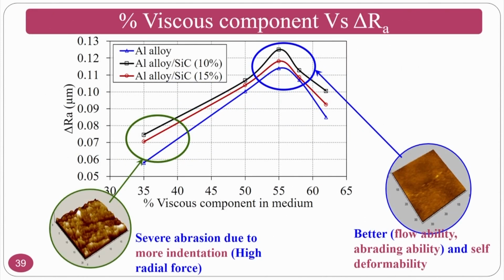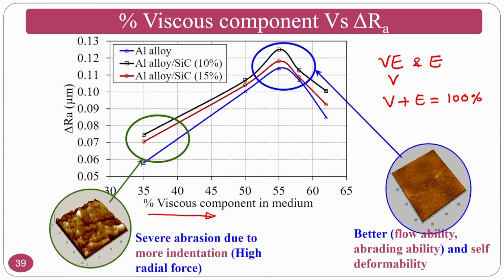Okay. So you are calculating the surface roughness, or the change in surface roughness, with respect to the viscous component. What is on the x axis? You can see that is called the viscous component. How are you calculating the viscous component? You are calculating it from the creep recovery test. You have the viscoelastic element and you have the elastic element. From there you can calculate the viscous component. Viscous element plus elastic element equals normally 100%. So if you know the elastic component, then you can calculate the viscous component.